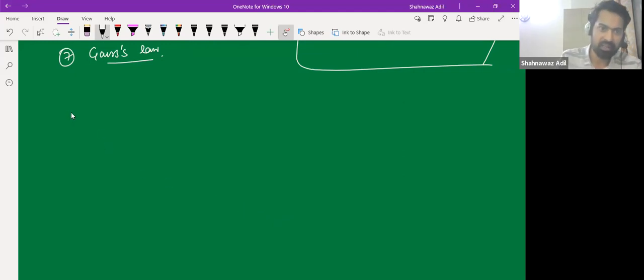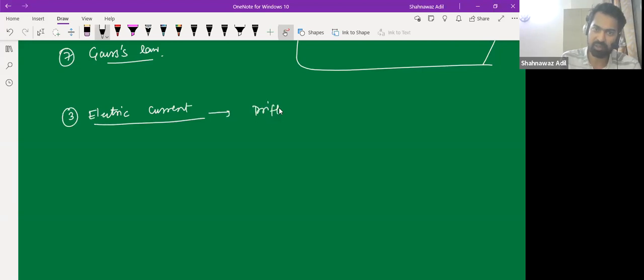In the third chapter, electric current, what did we do? First we talked about drift velocity. Then we understood what is current, the flow of charge. And remember, now that we have studied electromagnetic waves, we can say that this was the conduction current.